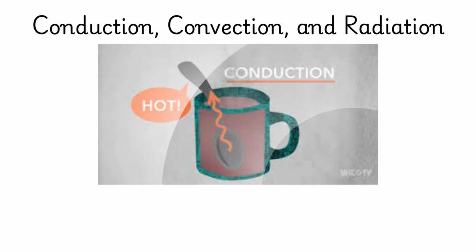Now, let's explore the three ways heat moves: conduction, convection, and radiation. First up, conduction. This happens when heat travels through a material. Like when you put a spoon in a hot cup of tea, the heat moves from the tea to the spoon, and the spoon becomes hot.